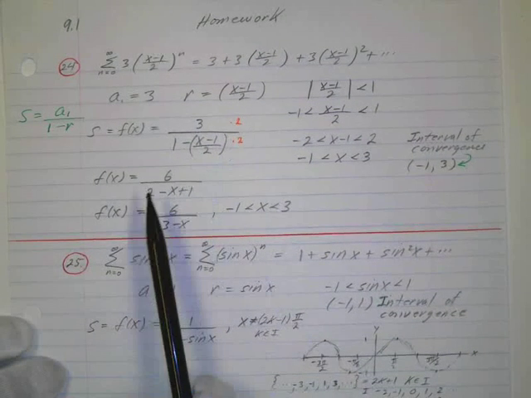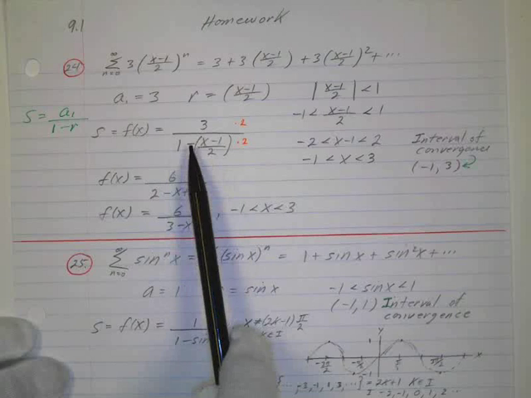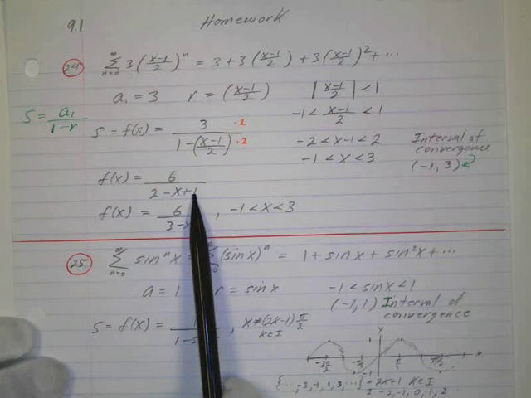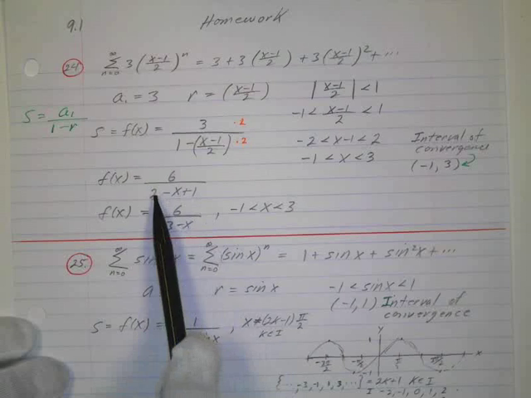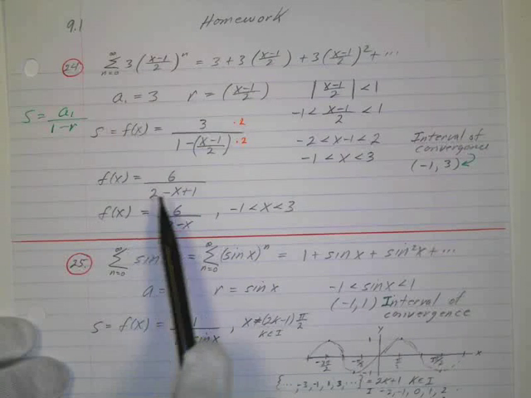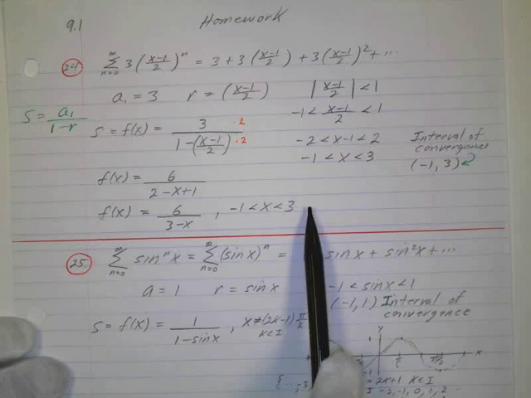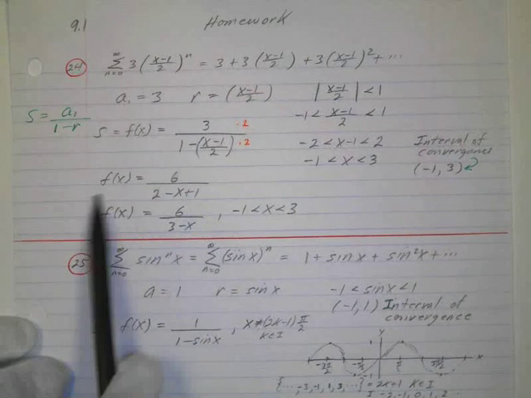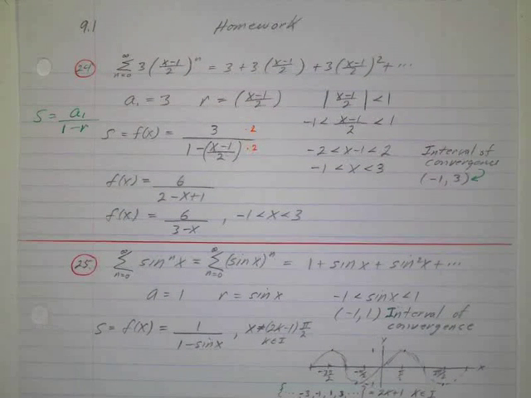2 times 3 is 6. And then 2 times 1 is 2. And these 2's cancel, so I've got negative x plus 1. All right, and then 1 plus 2 is 3, so 3 minus x in the bottom, 6 in the top. For these values of x, this is my function.